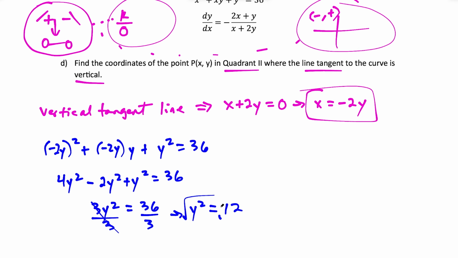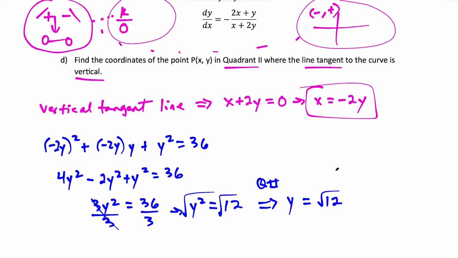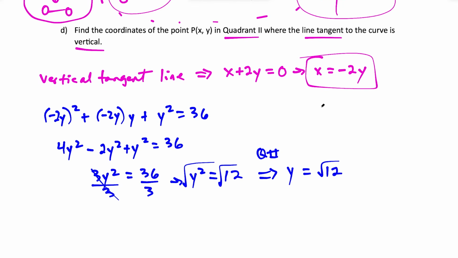So now we take the square root of both sides, but we're going to use the idea that we are in quadrant 2 to find just the positive root. So technically I would have to say y equals plus or minus root 12, but since we're in quadrant 2, the y value is going to be positive. So y is equal to square root 12. And now to find the corresponding value of x, we plug into the equation we have boxed off here: x is equal to negative 2 times our y, and our y is radical 12. So the coordinates of P are negative 2 radical 12, comma, radical 12.